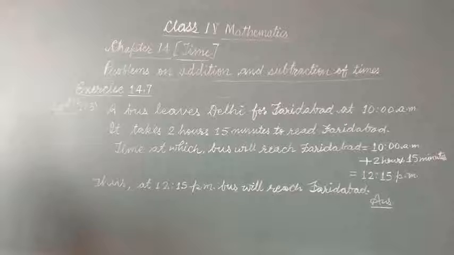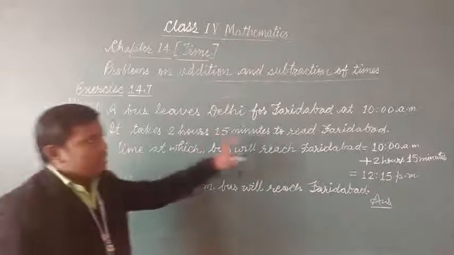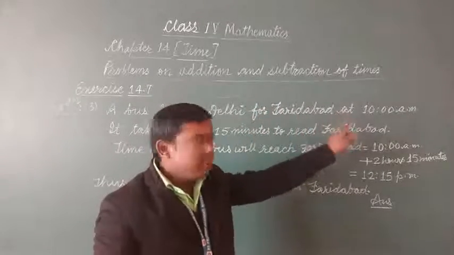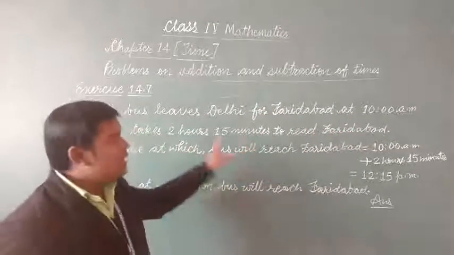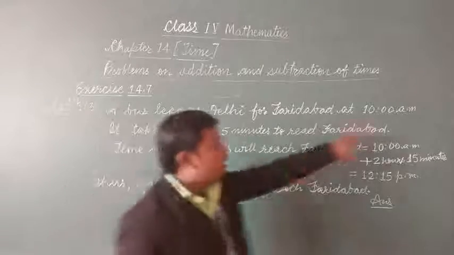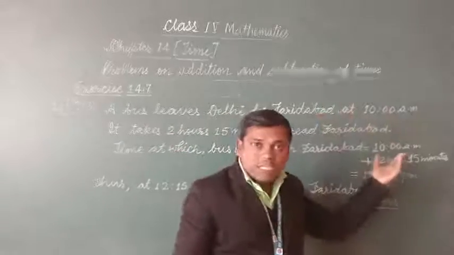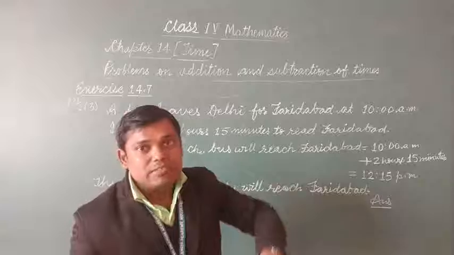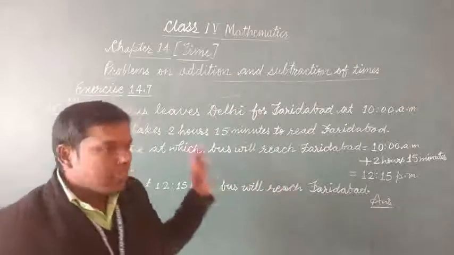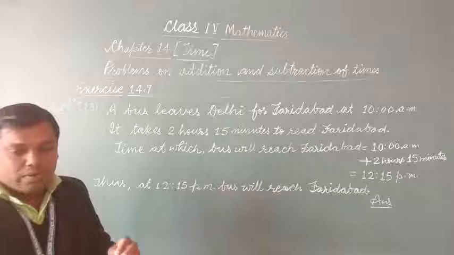I hope you understood this solution also. I have simply written the time at which the bus leaves Delhi for Faridabad and the duration that it takes, that is 2 hours 15 minutes, and this will be added to the time at which the bus leaves to get the time at which the bus will reach Faridabad. Now I am going to solve question number 6.